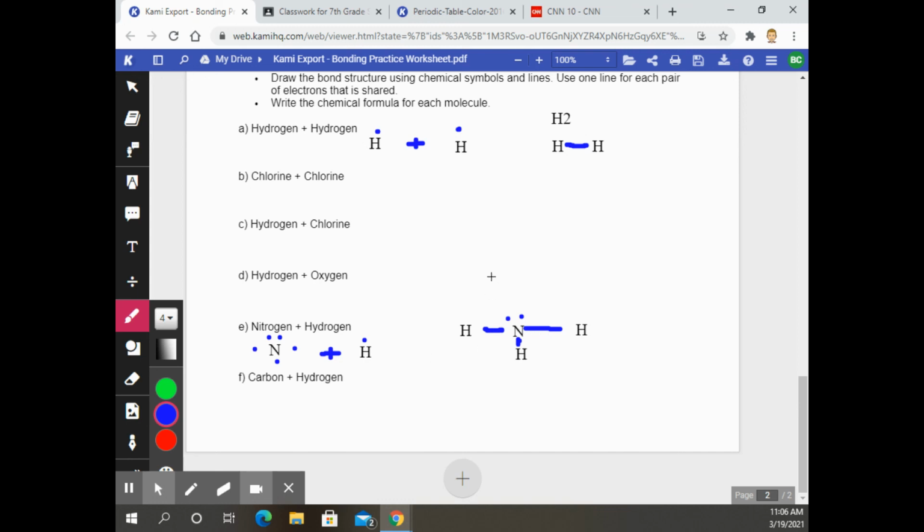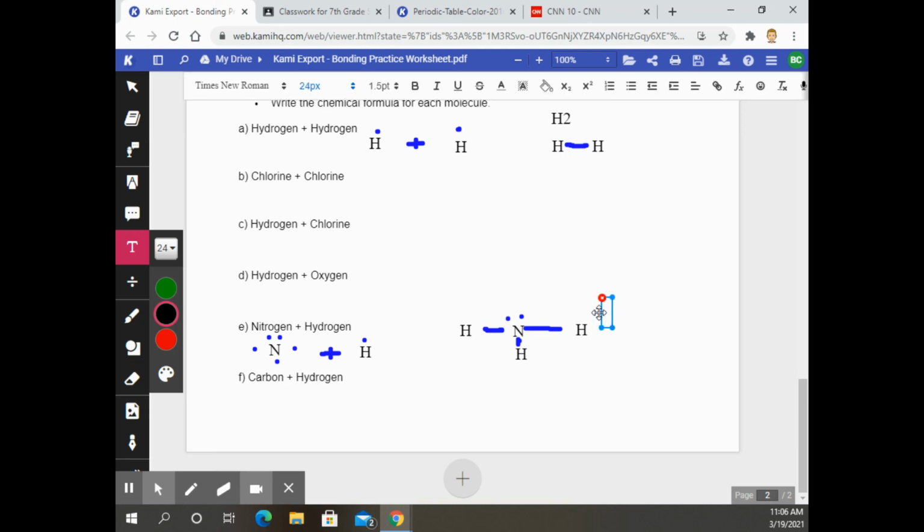Now, I'm going to show you a video that will help make sense of this too. I want to make a video of this to show you how you're going to do this work. And the final equation is going to be what? What do we have? NH3. Good. I'm going to stop the recording here.